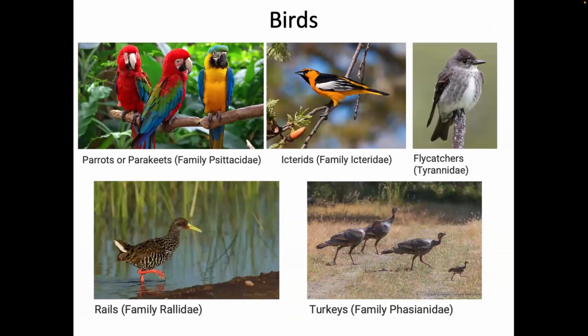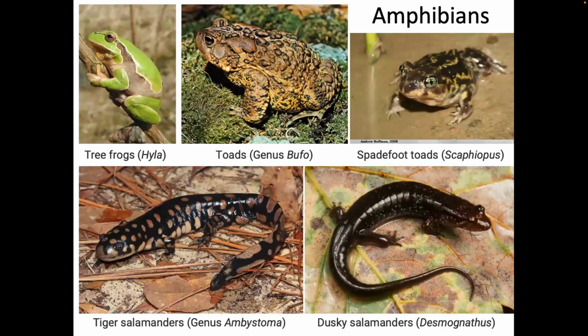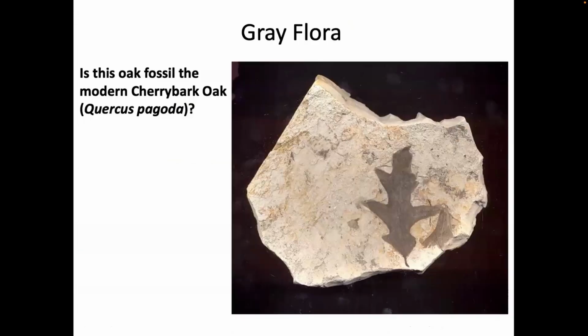And fossil birds, even flycatchers, various members of the oriole family, rails, turkeys, quail, and tropical birds like parakeets and parrots. Hawks, pygmy owls, geese, again, quail, sandpipers, ducks, all of those. And finally, even fossils of small amphibians, tree frogs of the genus Hyla, toads, spadefoot toads, tiger salamanders, dusky salamanders.